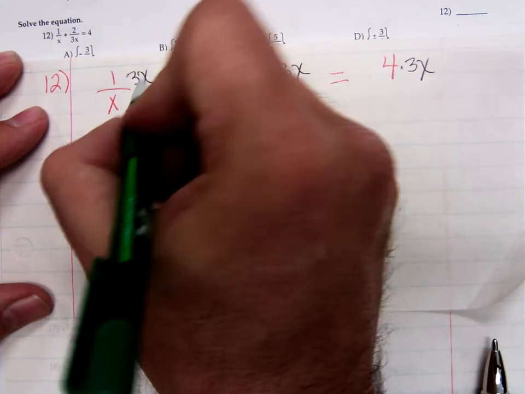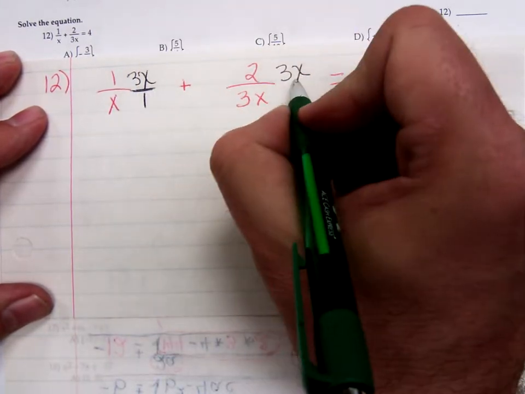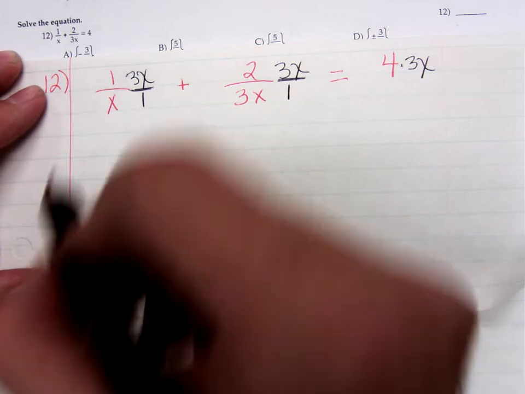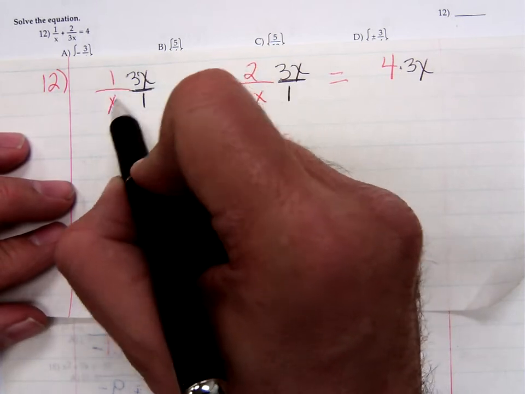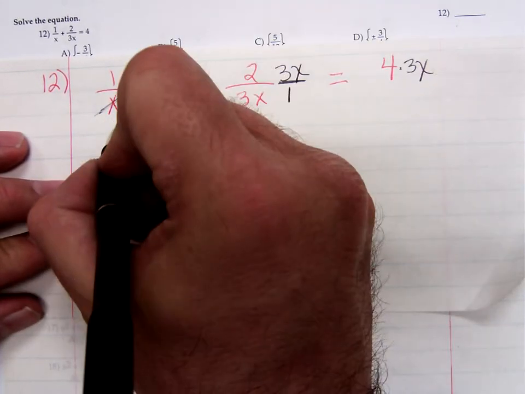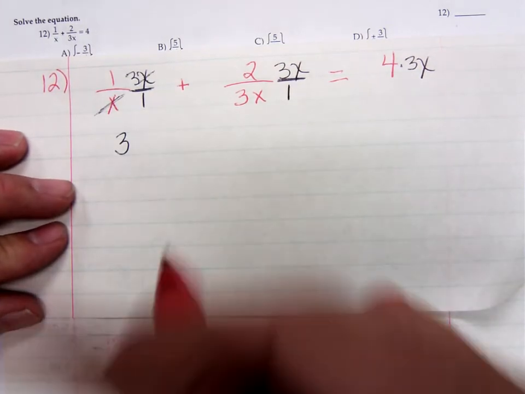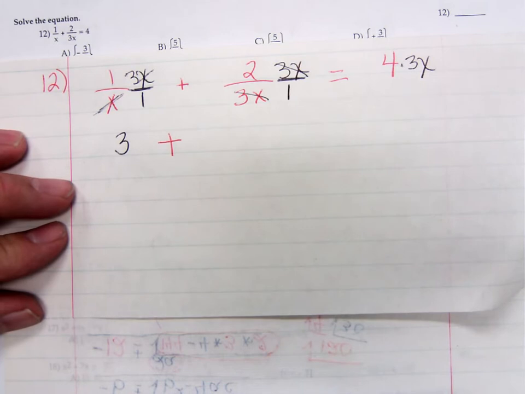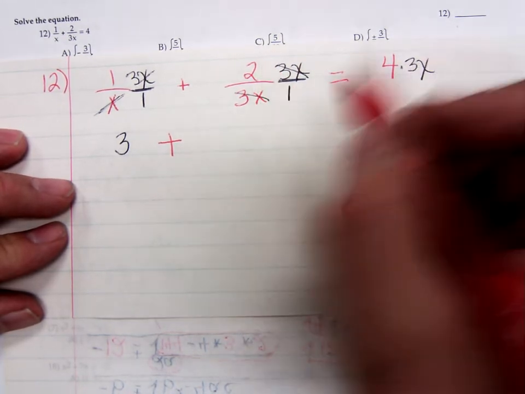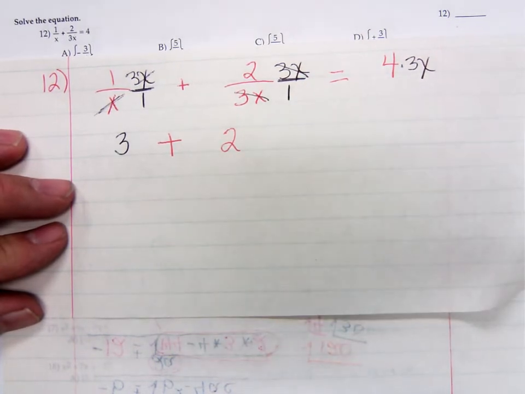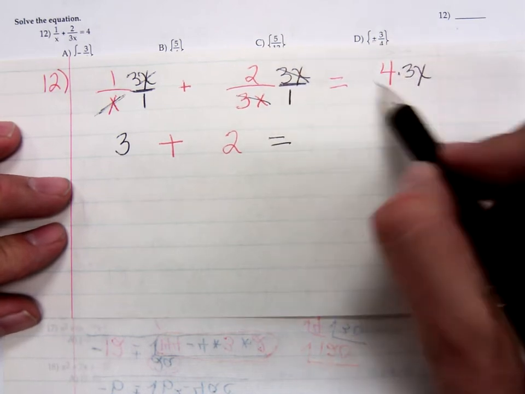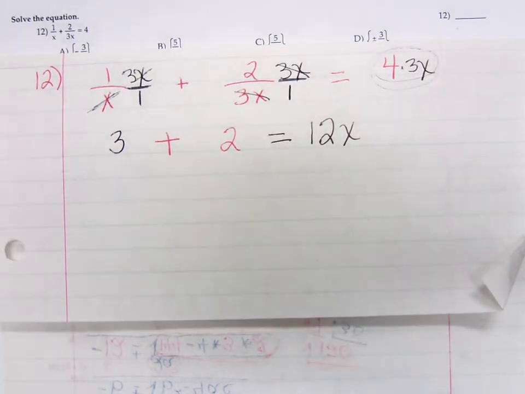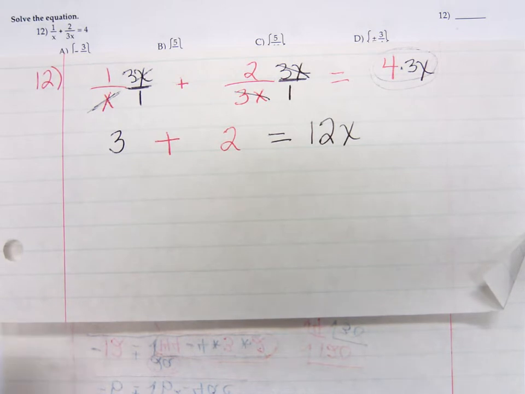And if you want to, I'm going to write it as over 1, just so that you can tell the cross-canceling better. Oh wow, this one's going to work out pretty nicely, isn't it? The red x and the black x cancel, leaving just a 1 times 3, or 3. Then plus, what are we going to have here? The 3x's cancel, leaving us just a 2, equals 4 times 3x, which is a 12x. Oh, this one's not that bad, is it? Once you have it written like that, you can add the 3 and the 2 to get a 5.